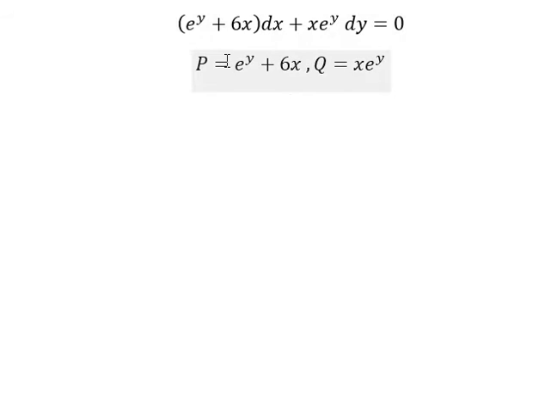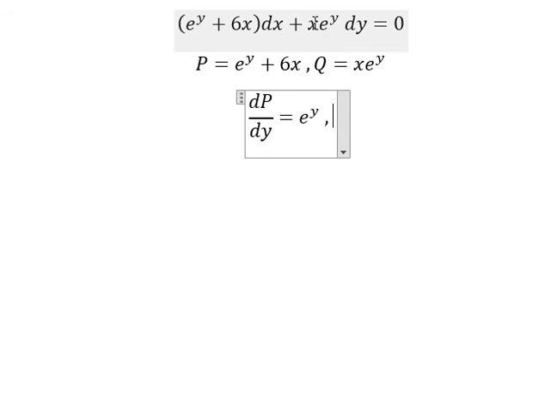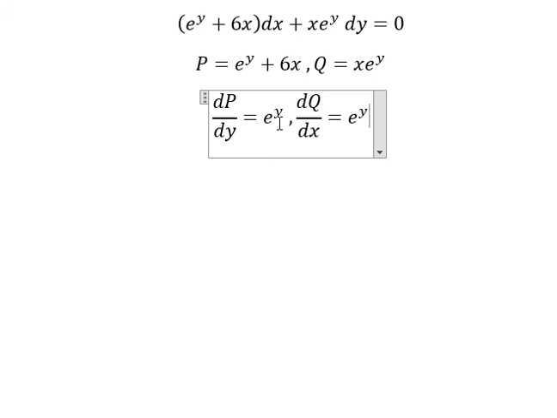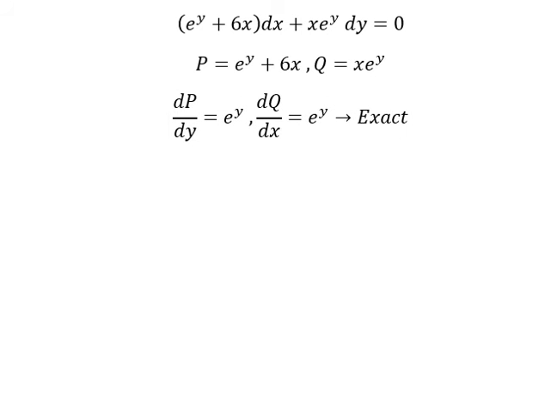We have this, so we do first the derivative of this equation with respect to y. So we have dM over dy, and we just have this one in here, and we have e to the power of y. Next, dN over dx, so we do first the derivative of this equation with respect to x. So we have e to the power of y. This one equal to this one, so we can use the exact method.